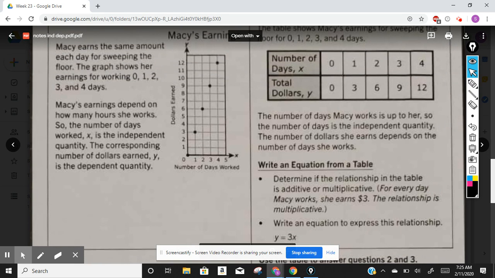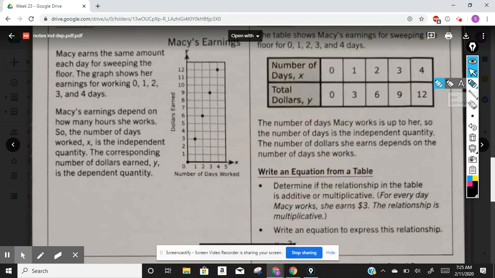In this case, for every day she works, she earns $3. So 2 times 3 is 6. 3 times 3 is 9. 4 times 3 is 12. That is our pattern. So we're multiplying by 3 each time. And that was our pattern. So we have a multiplicative relationship.